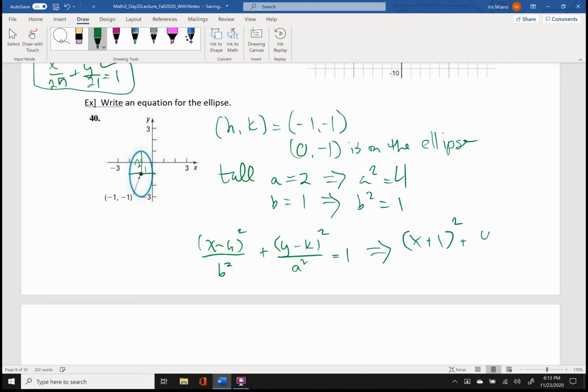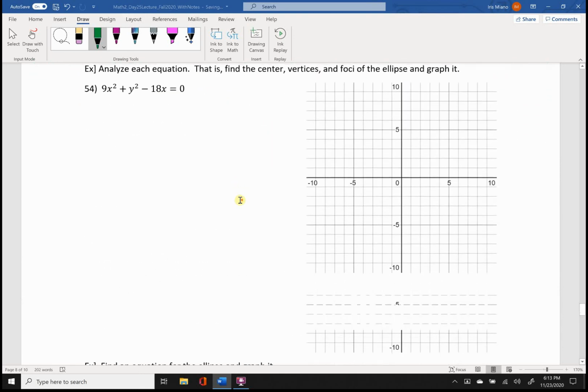Plus (y plus 1) squared over 4 equals 1. And that'll be the final form of the equation of the ellipse that we were tasked to find. Okay, just a few more examples. I swear we're done pretty soon.